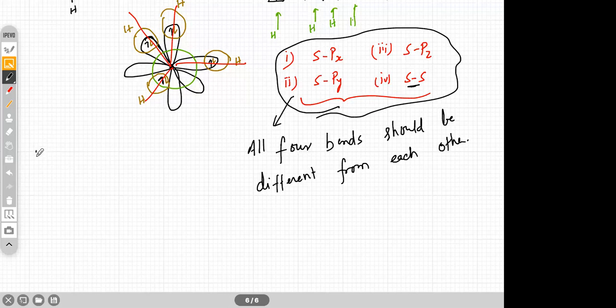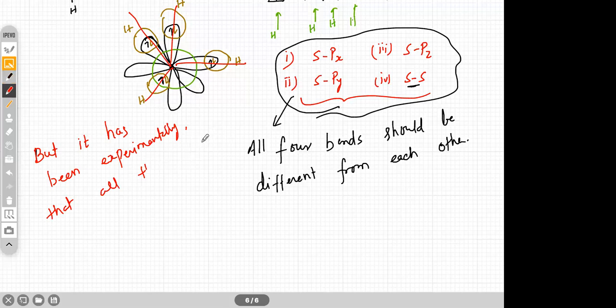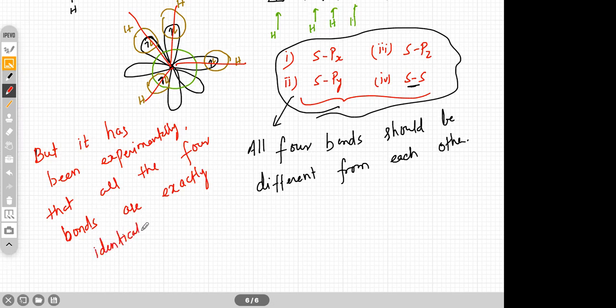But experimentally, it has been observed that all the 4 bonds are exactly identical. Hence VBT fails to explain the bonding in CH4. Is it clear? Any doubt in this?